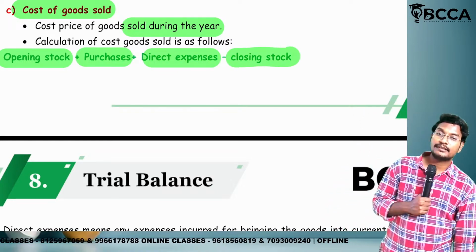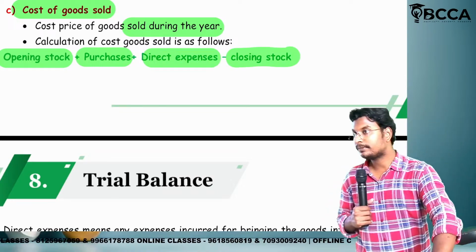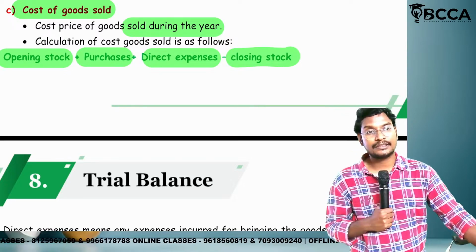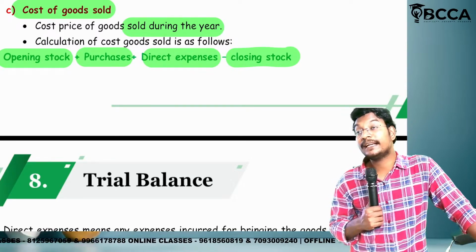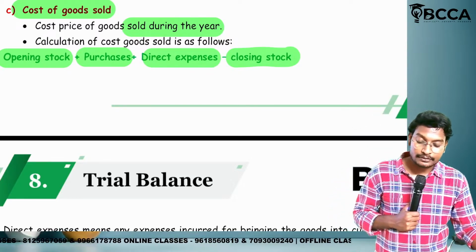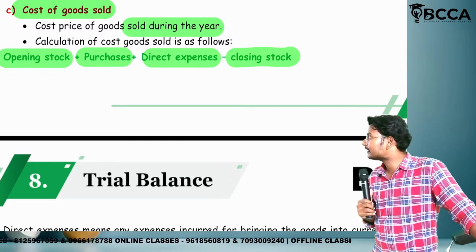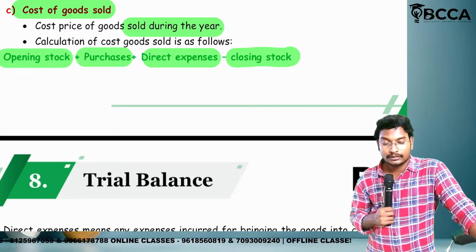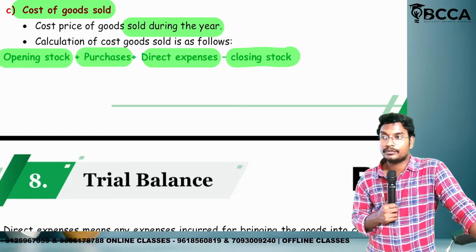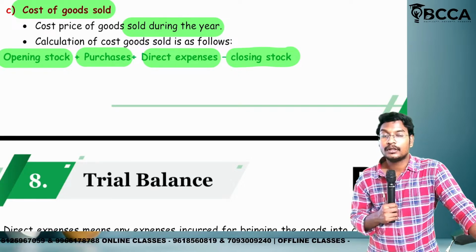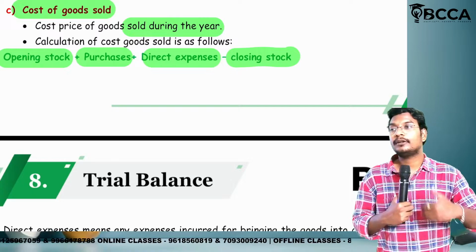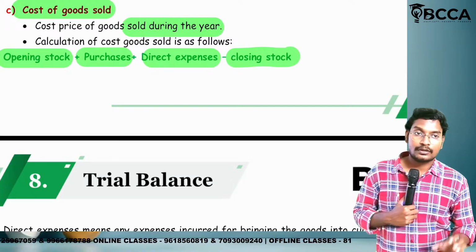Previously we have discussed a formula called what? Adjusted purchase. What is the meaning of adjusted purchase? Opening stock plus purchase minus closing stock. But here we are using the word direct expenses. What is the meaning of direct expenses, sir? First of all, you have to get clarity about the cost of goods sold. Cost incurred to sell a particular product is called the cost of goods sold.